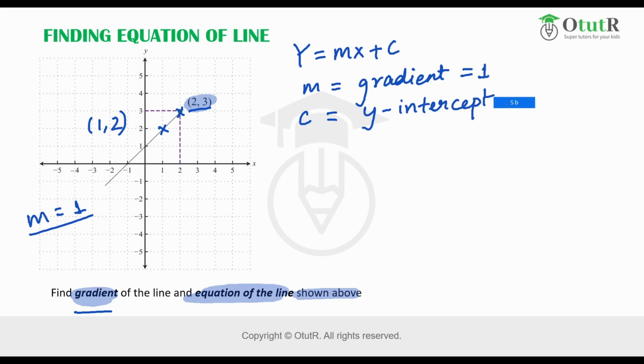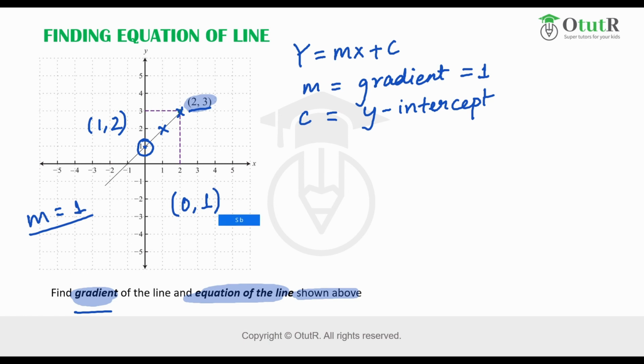Okay, we have got the value of m. So if we can somehow find the value of c, we are basically done with our equation, right? So let us see how we can do that. The y-intercept is the point on the y-axis where the line meets the y-axis. So the point where the line meets the y-axis is 0, 1, right?